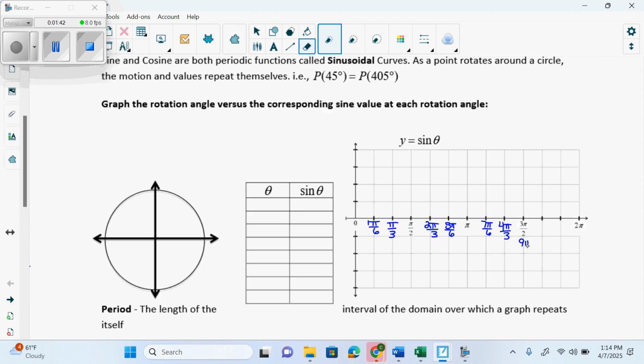9 pi over 6, takes 3 out of each, so 3 pi over 2. 10 pi over 6, what does that become? 5 pi over 3. 11 pi over 6. And then 12 pi over 6 becomes 2 pi. So I need all the y values that correlate with those x values.